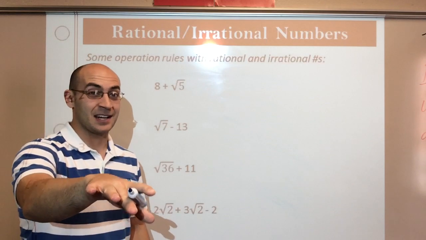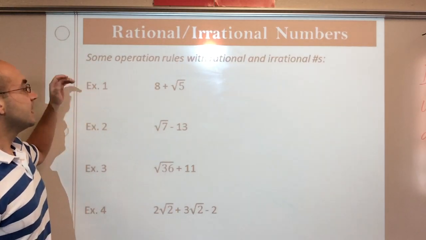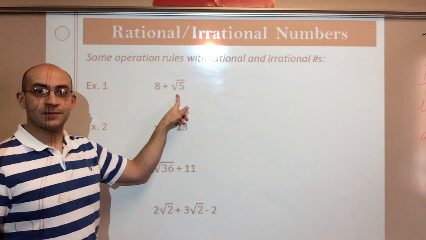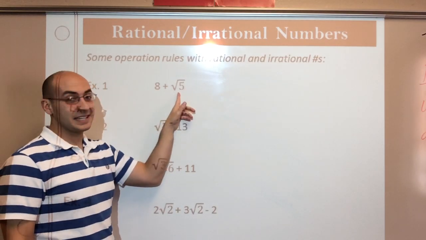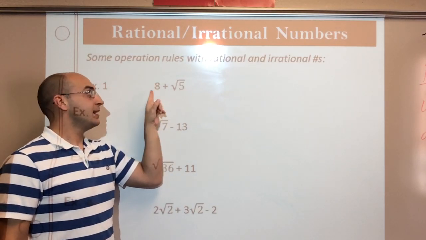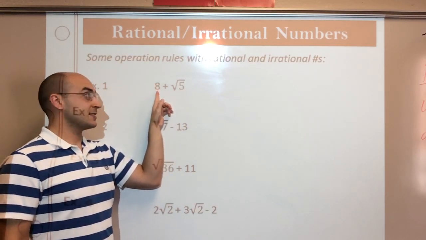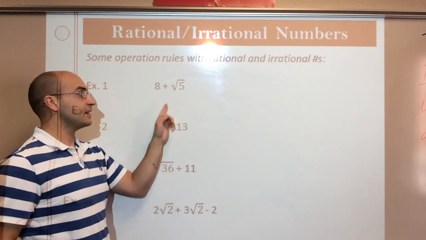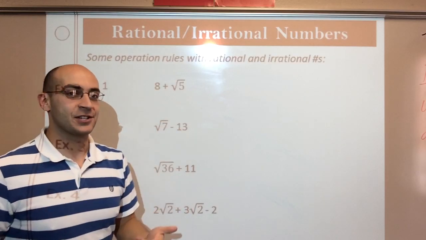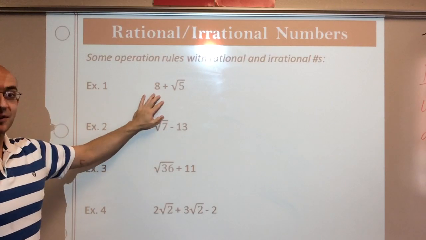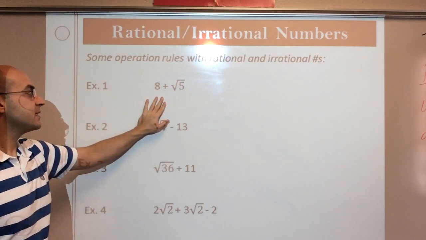We're going to hold off on dividing because that gets real messy in a minute. Example 1: 8 plus root 5. Well, we need to identify whether this is rational or not. I know 8 is rational because I can represent it as a fraction with a 1 underneath. Root 5, however, is irrational. So we need to come up with some kind of a law. But first, let's try the example.